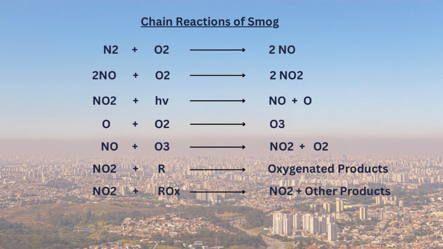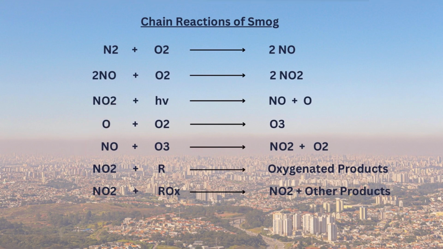Apart from producing ozone, the NO and NO2 can also enter into a second cycle of chemical reactions by reacting with volatile organic compounds, or VOCs. The R here represents the volatile organic compounds. As a result of this reaction, oxygenated organic and inorganic compounds are produced instead of ozone, and these oxygenated products produce further various types of volatile compounds. The nitrogen oxides then further react with these volatile compounds to form NO2 and other products, and this NO2 again enters into a new cycle to form various products.